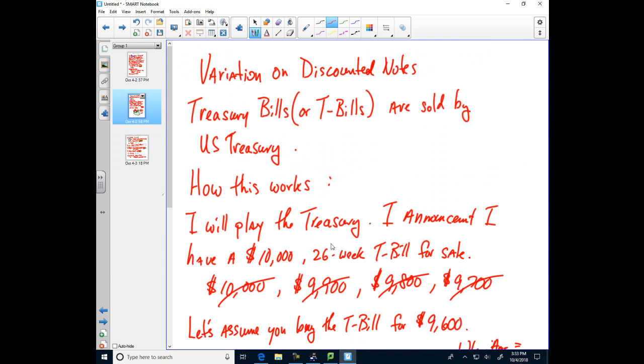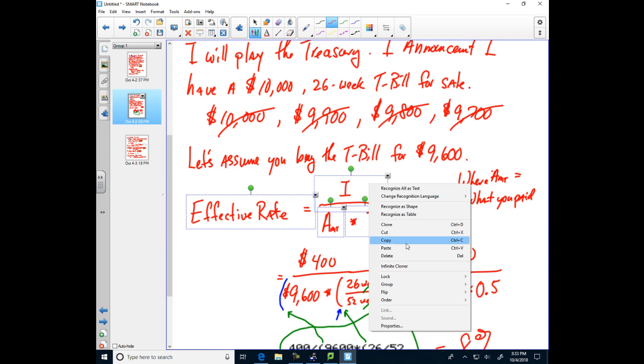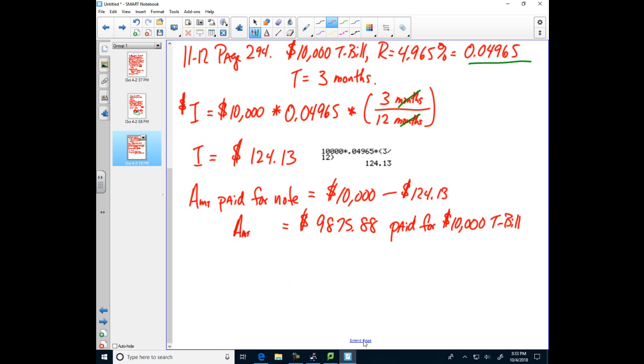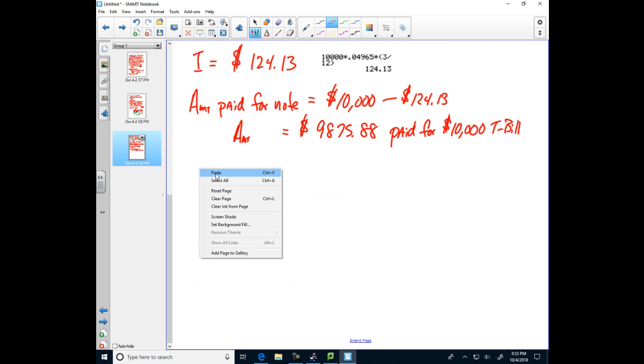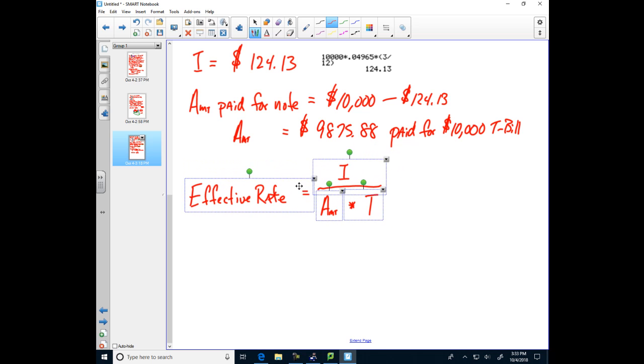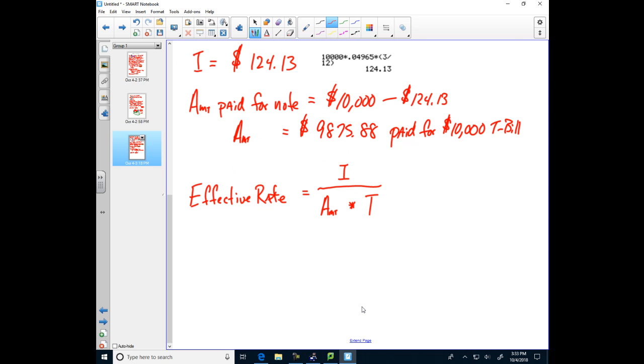If we go back over here, I can probably copy that and bring it right over here. So to get the effective rate, we're going to take the interest, which we calculated right there, and divide that by the amount we paid for it, right there, multiply by the time that we have the note, and that is 3 months. So now we can plug in our numbers here.